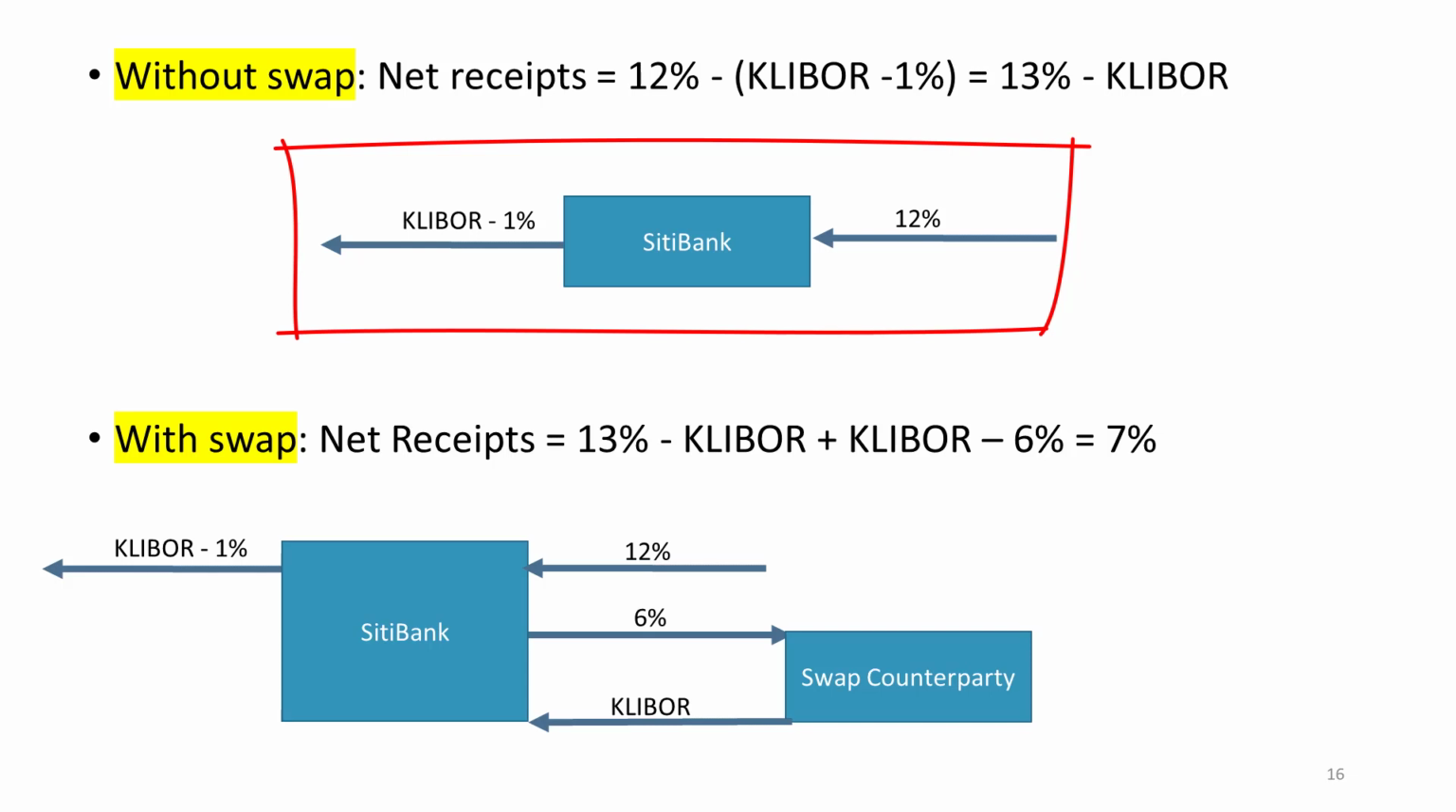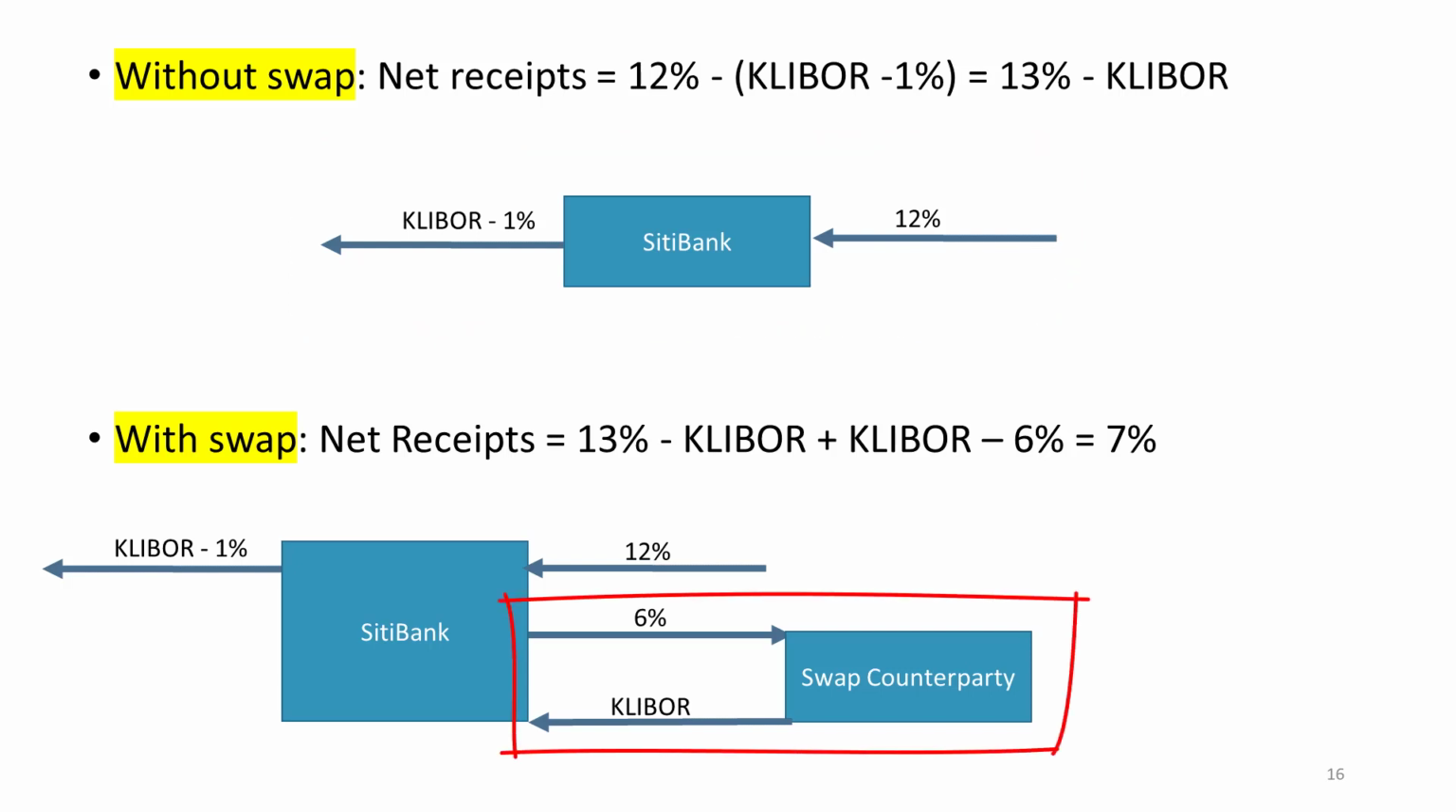Therefore, in order to mitigate the interest rate risk, Citibank could enter into a swap contract in which they will pay 6% and will receive CLIBOR from the swap counterparty. So in this case, the net receipts become 13% minus CLIBOR plus CLIBOR minus 6%. So the net receipts for Citibank now become 7%, which is fixed rate, as compared to before, when their net receipts was a floating rate.